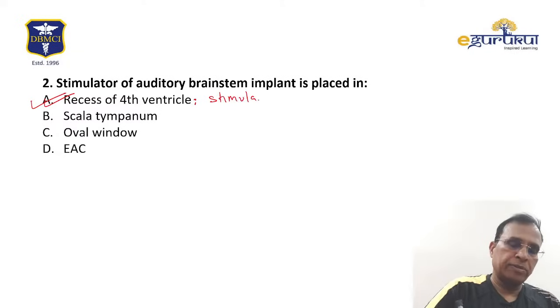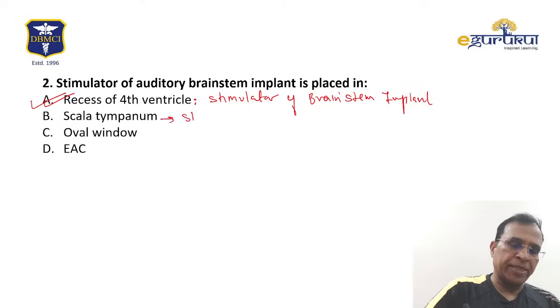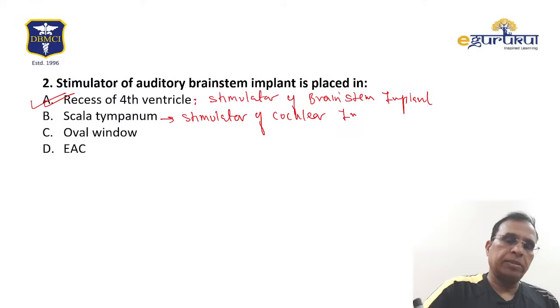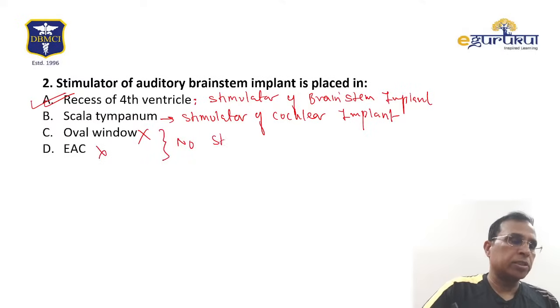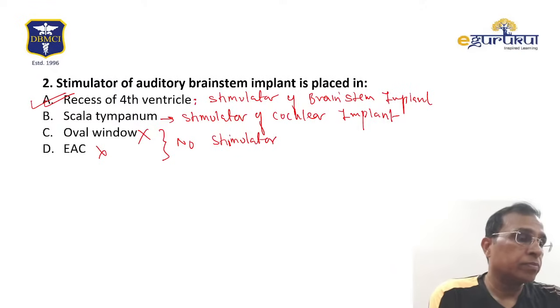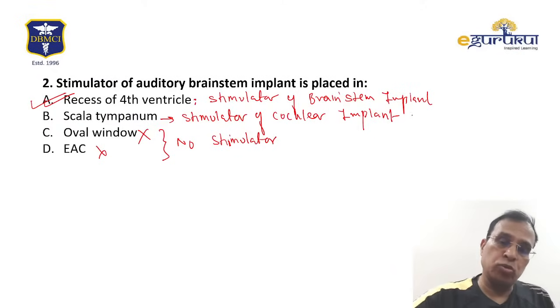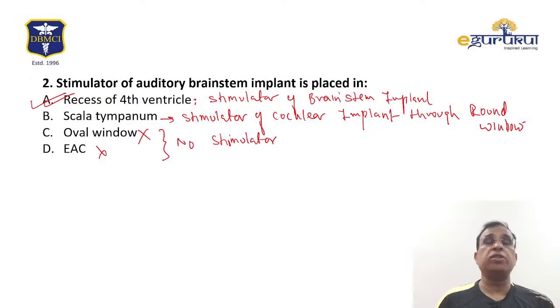Stimulator of brainstem implant is in the recess of the fourth ventricle, and in scala tympani we place the stimulator of cochlear implant. In these two, no stimulators. So for those who said B, you are confusing with cochlear implant. So be careful. Through round window. This is through round window, not oval window. Simu, not through oval window. Simu 2, it's through round window. Make your correction.